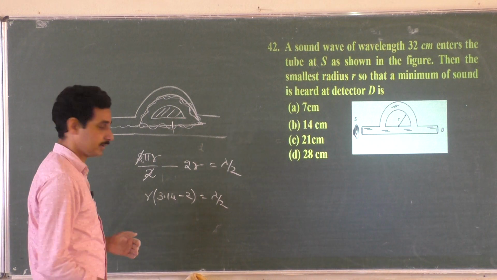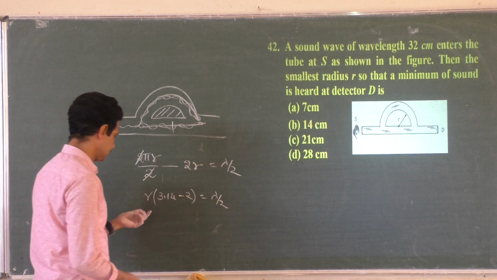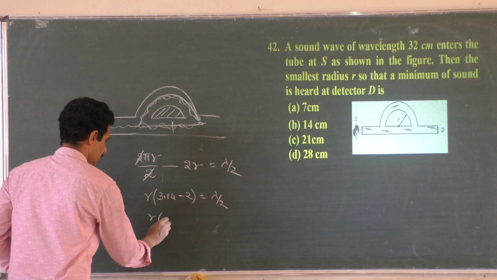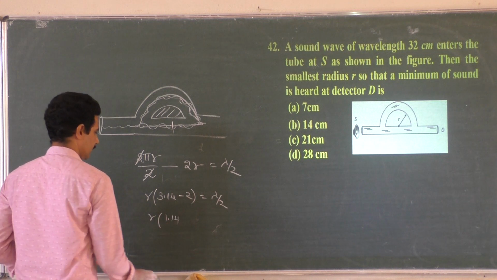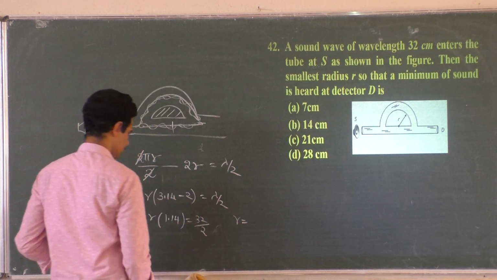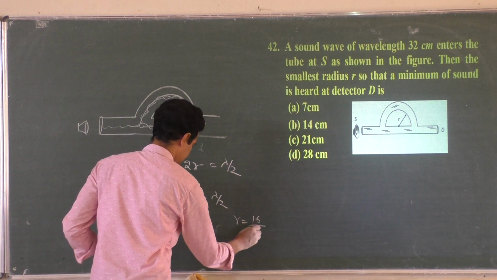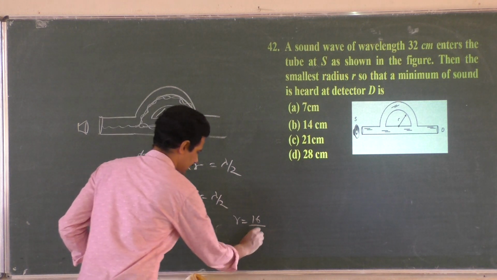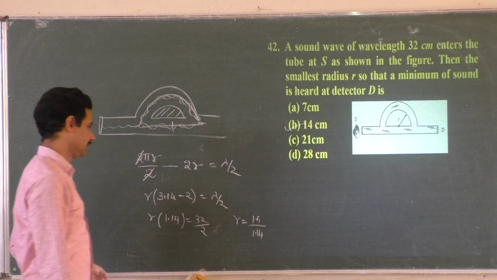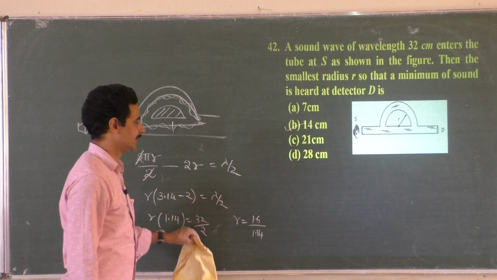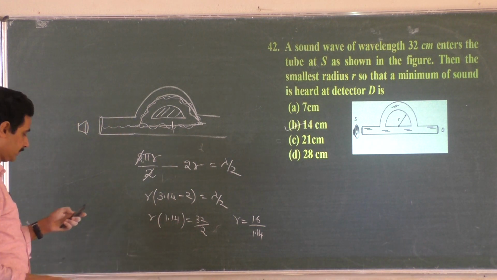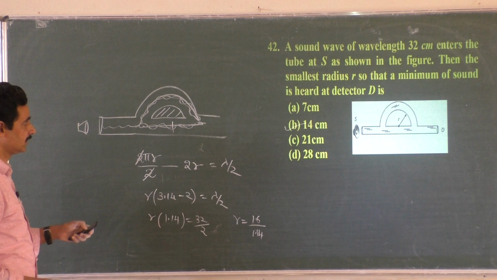Okay, so how much is lambda? 32 centimeter. So r into this 1.14, correct? Is equal to 32 by 2. r is equal to 16 divided by 1.14. What is 16 divided by 1.14? Slightly less than 16, maybe 14 centimeter. I don't know exactly, it may be 14. That is the nearest answer. Okay, the minimum radius so that destructive interference is formed.